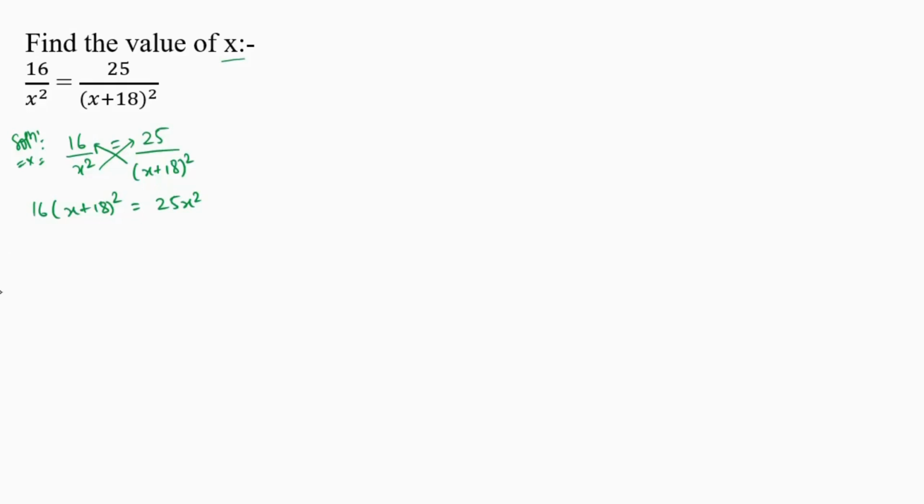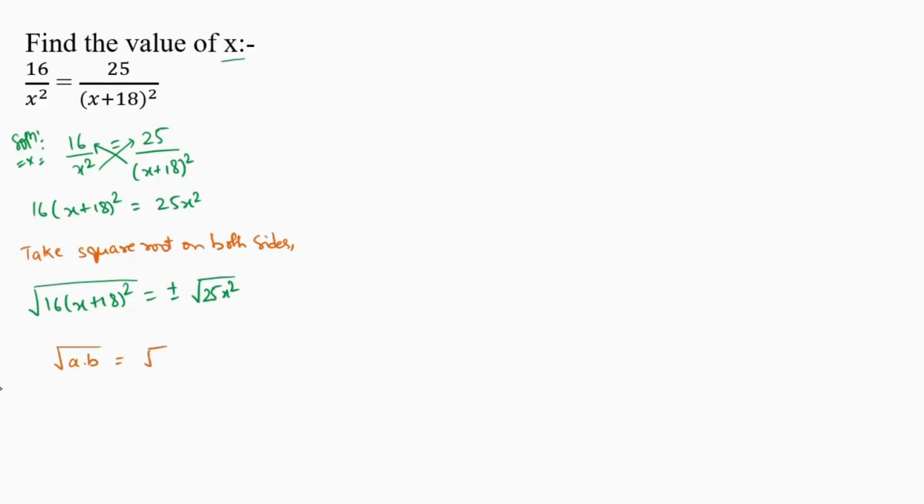Now take square root on both sides. We get under root 16 times (x + 18) whole square equals plus minus under root 25x square. Also we know that under root a times b can be written as under root a times under root b.